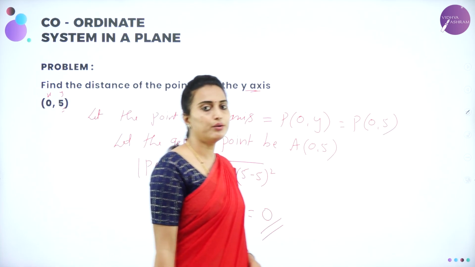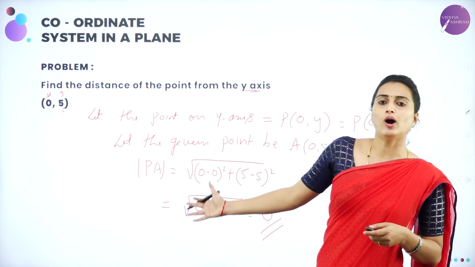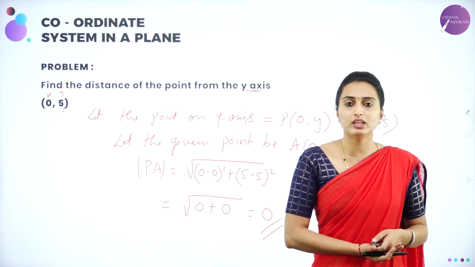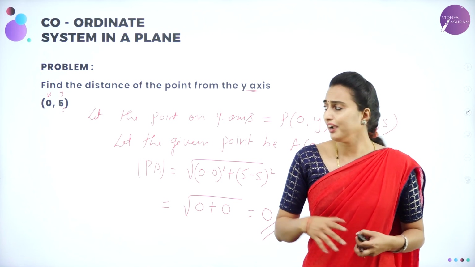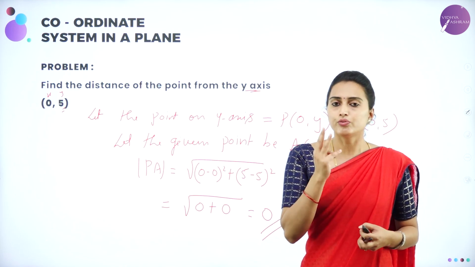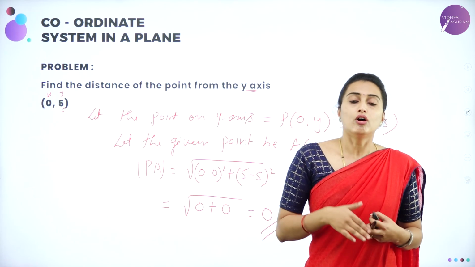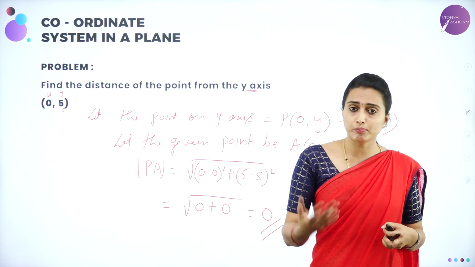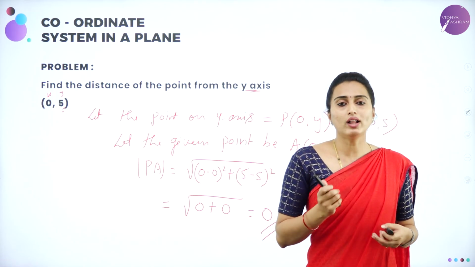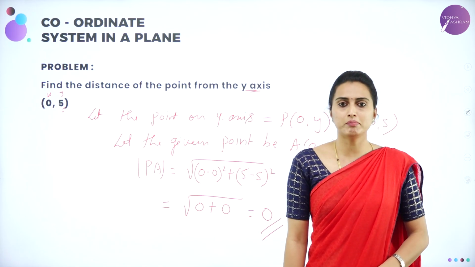Okay, any doubt in this? I hope you understood all the problems, where we have used only the distance formula. These problems can be asked for either 2 marker or 3 marker: find the value of k or find the value of x, or find a point on the x-axis, find a point on the y-axis. All these problems can be asked for either 2 marker or 3 marker.